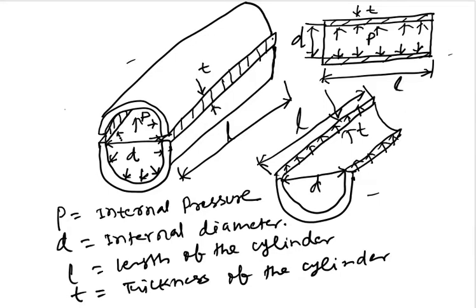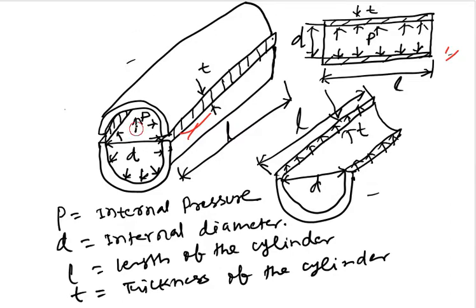So when a thin cylinder contains a liquid of pressure P, this is the view of the thin cylinder, and this is half part of the cylinder. This half part I have drawn separately to make you clear how the forces are acting. This is the front view of the cylinder, and each and every dimension is written over here.